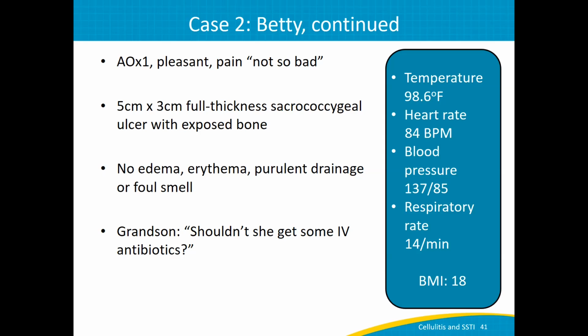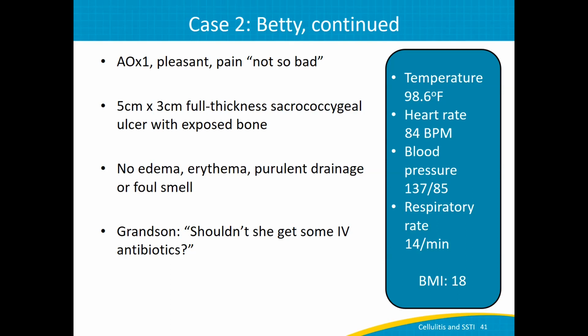She is oriented to herself only, but her grandson tells you that that is her baseline. She's very pleasant and chatty with you. And when you ask her about her back, she says that it hurts, but it's not so bad compared to the usual. When you turn her onto her side, you see that she has a 5 centimeter by 3 centimeter full thickness pressure ulcer with exposed bone of the sacrococcygeal spine. But the soft tissue around the bone is not edematous, it's not red. You don't notice any purulent drainage or any foul smell.